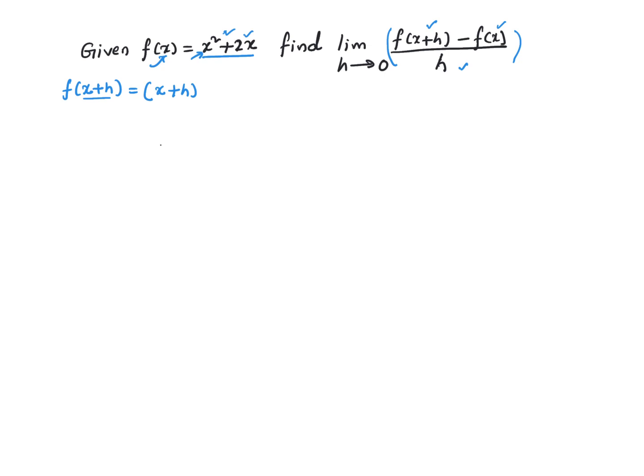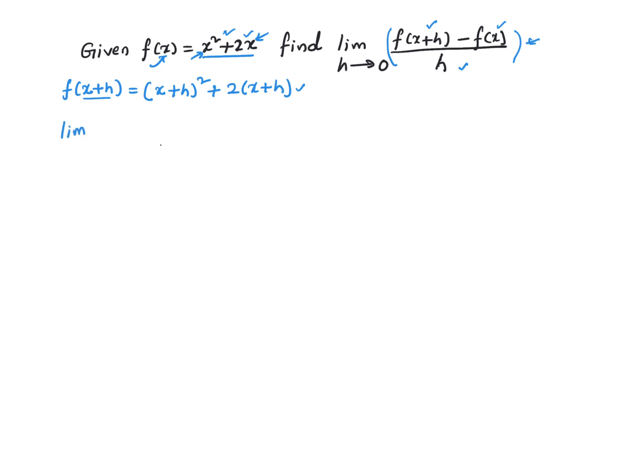Instead of having x squared, we are going to have x plus h squared, plus 2 times x plus h. This is an important piece of information to keep in mind. Many times students forget about it or are not clear about it, so make sure that you understand the logic behind it. Now I'm going to take this value, plug it in, and simplify to see what the limit comes out to be.